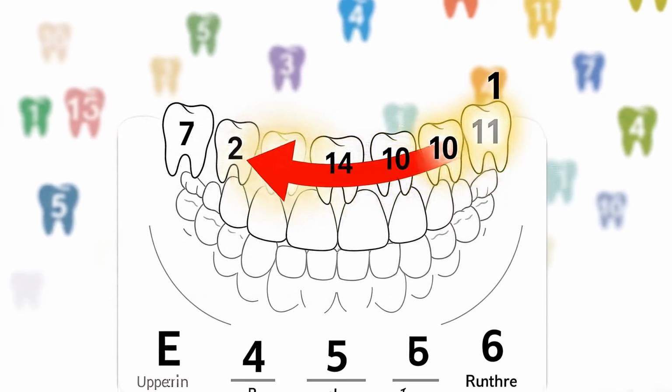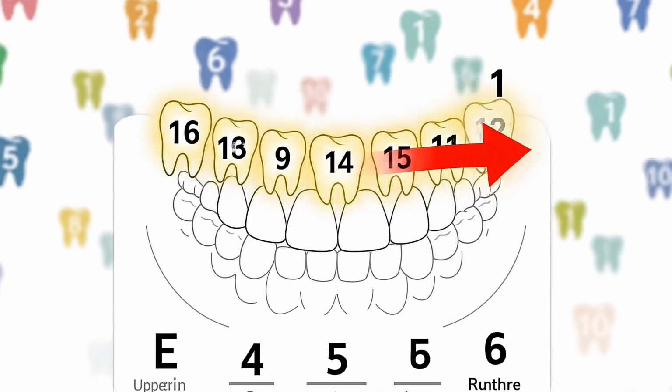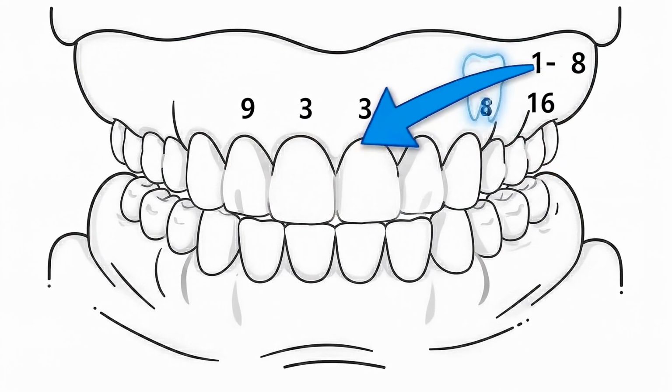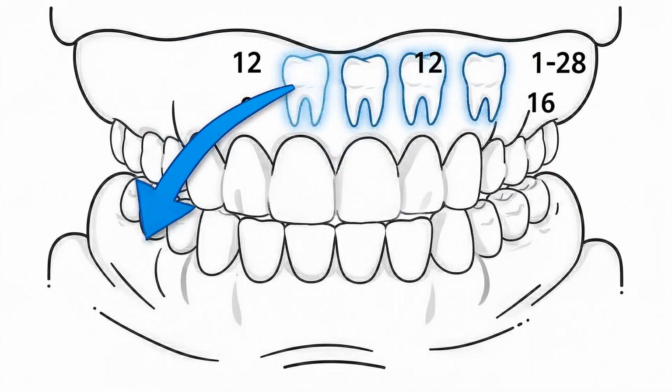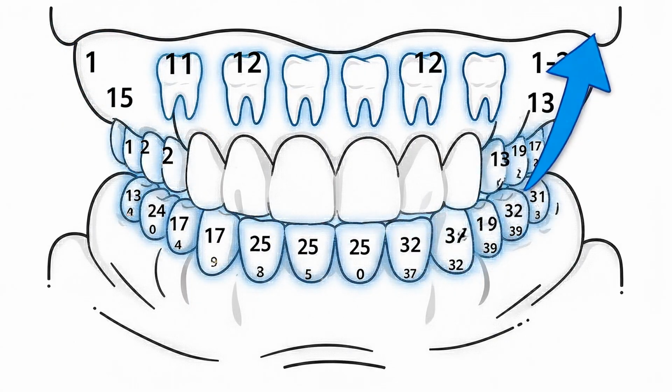Teeth are numbered 1 to 32, starting from upper right third molar, wisdom tooth is number 1, going across to upper left third molar, number 16, then lower left, number 17, to right, number 32.